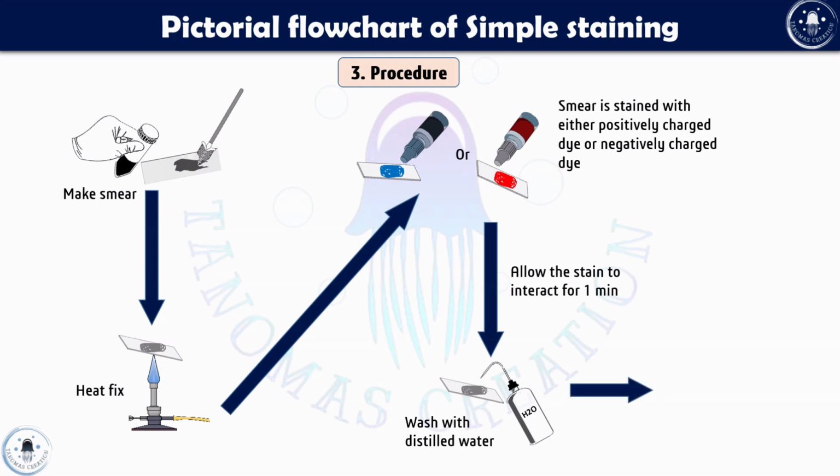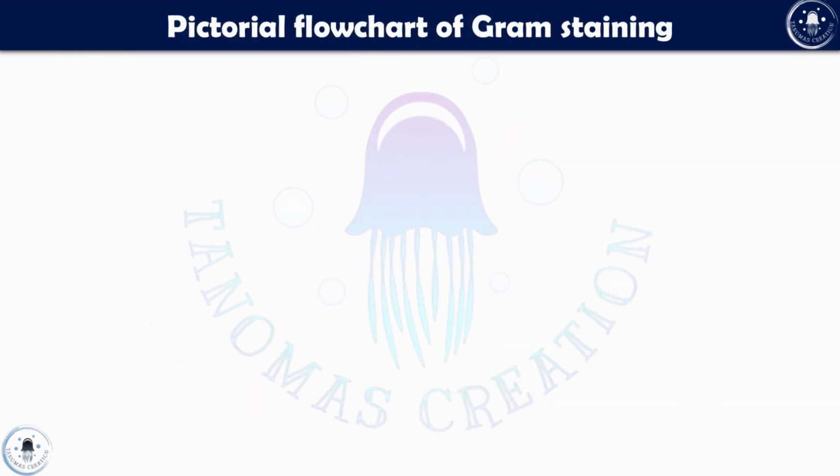You dry your slide, and then you observe under the microscope. You can observe it at 40x or at 100x also. So this is the simple staining procedure. Now coming to the gram staining procedure, we'll have a quick review.